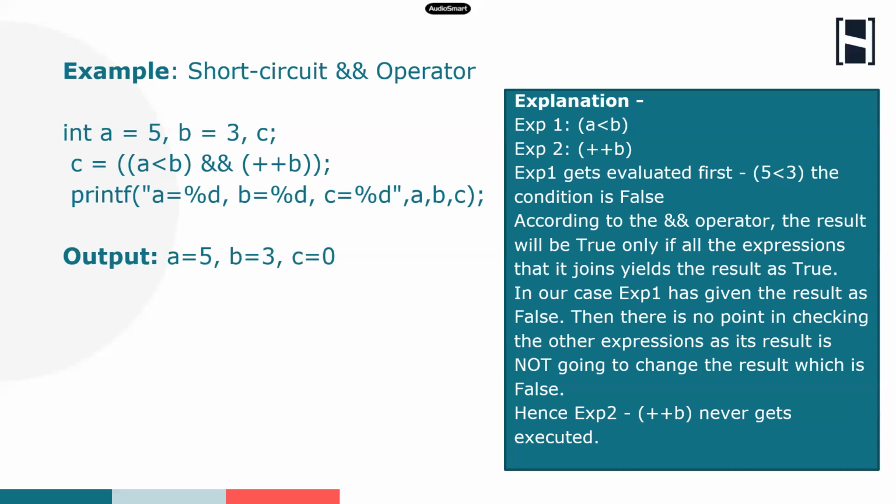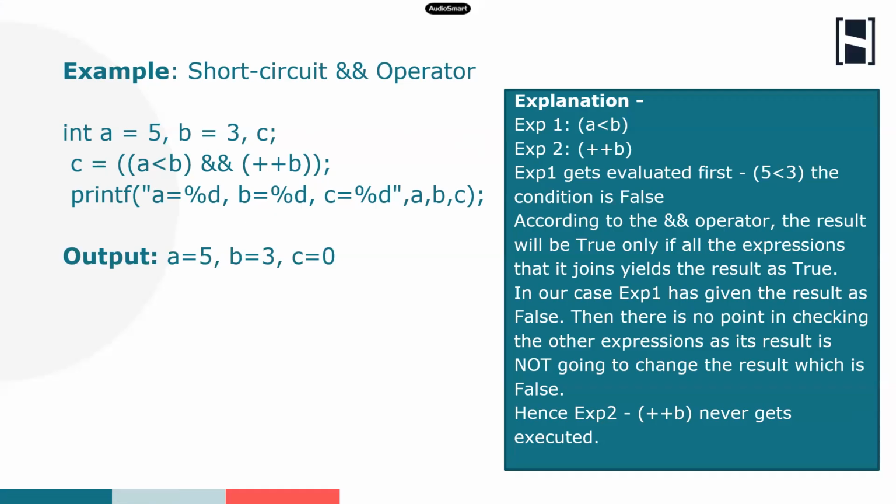That is what you call short circuit functionality. That is how it is going to work. Based on this condition, if the result can be found, the others will not be checked. So what happens here? The plus plus B, that is, the B value, is never incremented. That is why you are getting the same value 3 here.